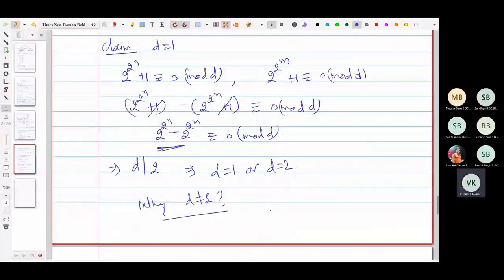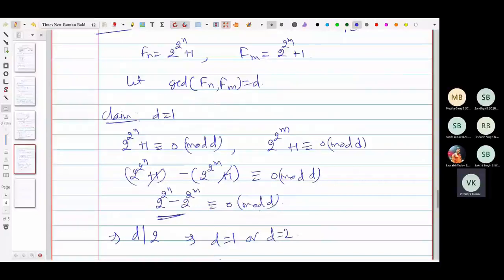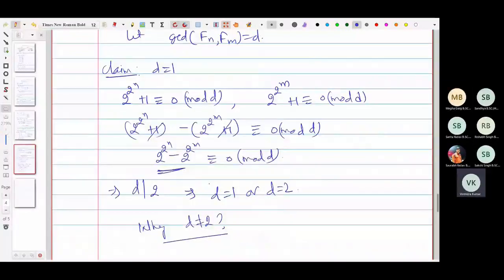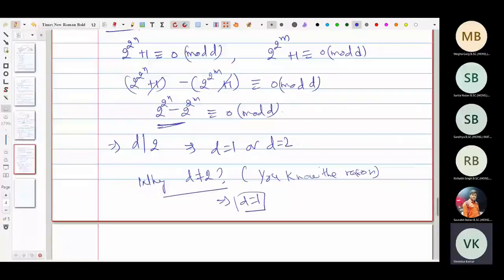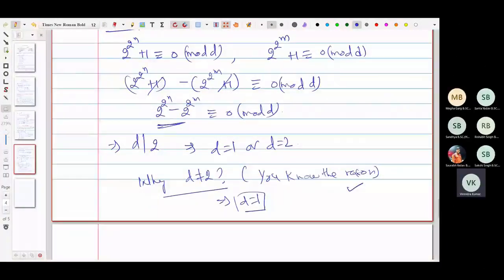Yes, that's okay. Because they have this form, 2 to the power 2 to the power m. So now you know the reason. Okay, so this means that d has to be equal to 1. It means they are relatively prime. So this proves the result.